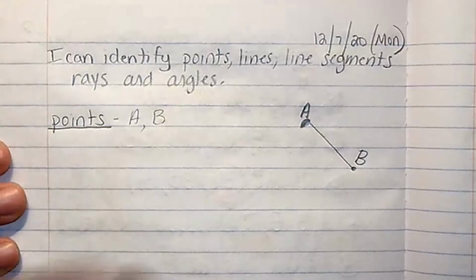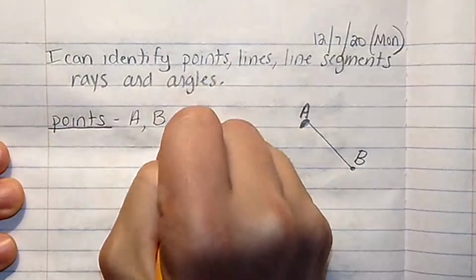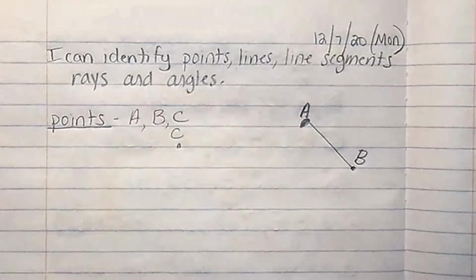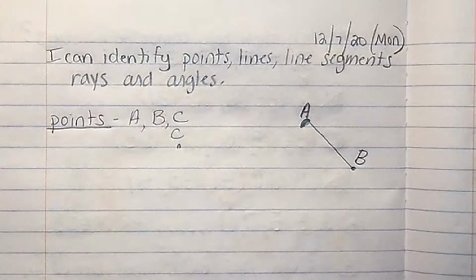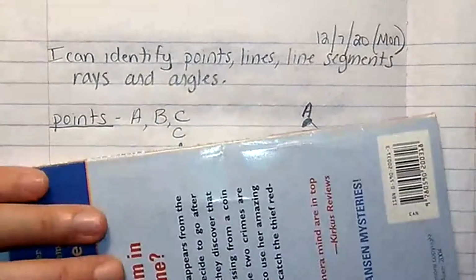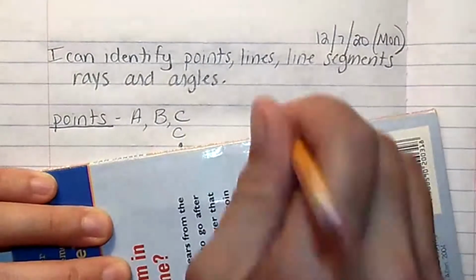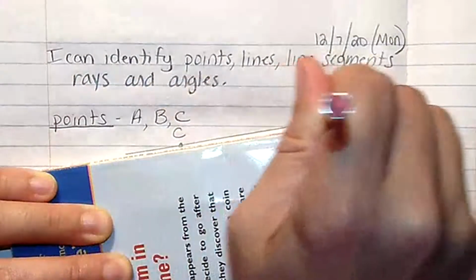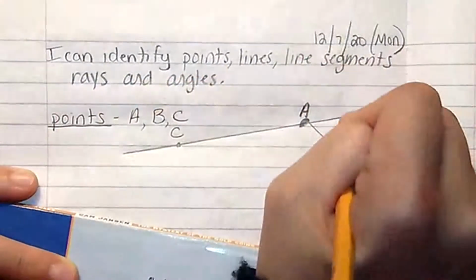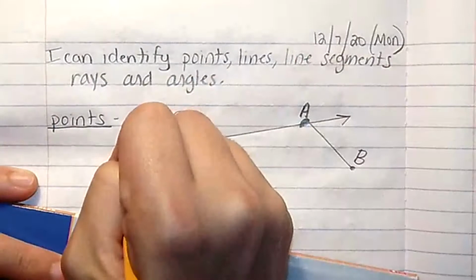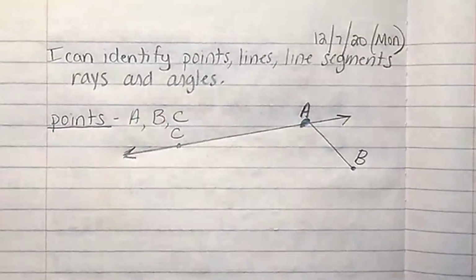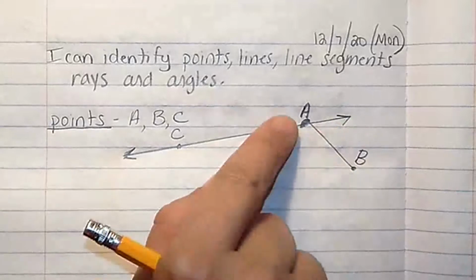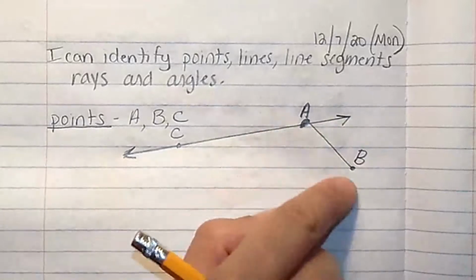So let's make another point. I'm going to come over here. Let's call this point C. So now I have A, B, and C. And this time I'm going to connect A and C, but I'm going to overlap my line so it keeps going past the point. And I'm going to put arrows at the end. Can you see why this is different than this?